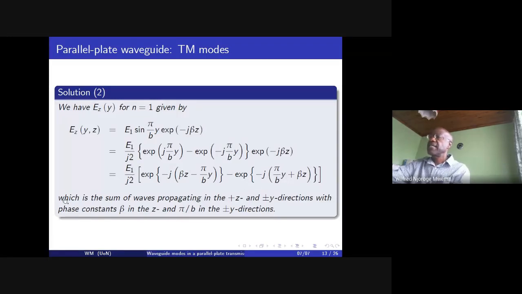And we can see that therefore Ez of y can be given as the sum of two waves propagating in both the z direction and plus or minus y directions, with the phase constants beta in the z direction and pi by b in the positive and negative y directions.